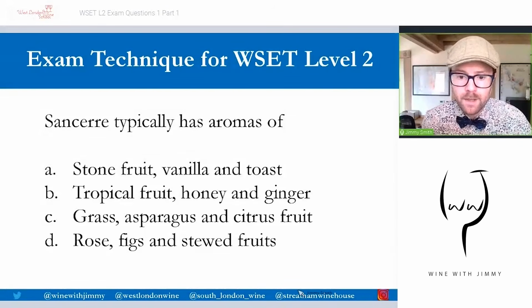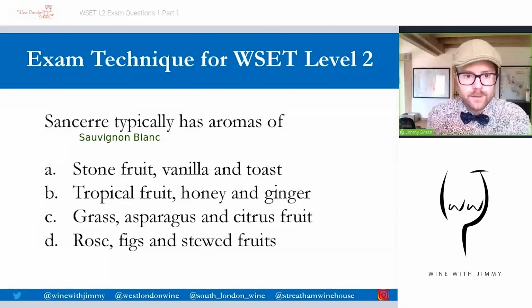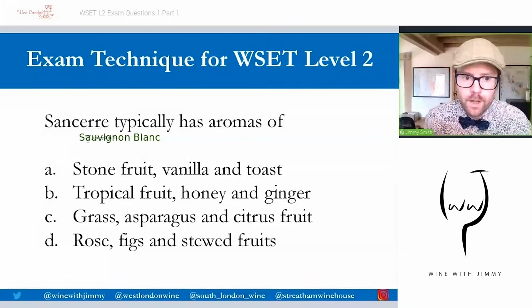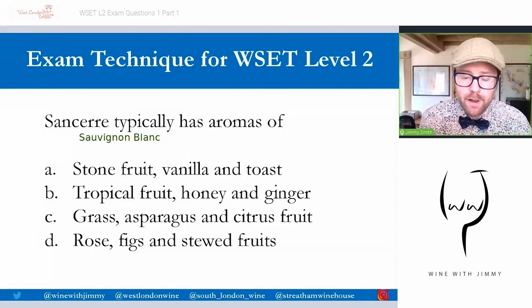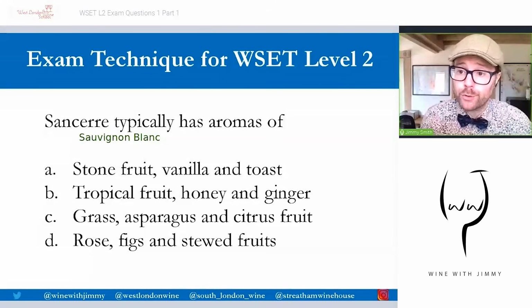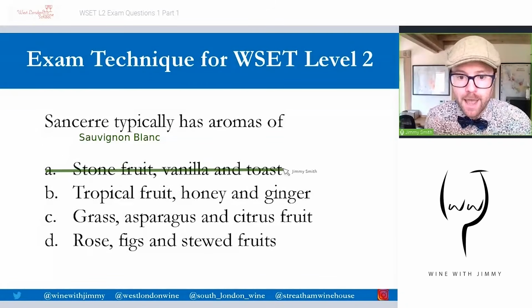The key thing here, which I'll scribble down for you, is that you must know that Sancerre is Sauvignon Blanc. If it is Sauvignon Blanc, then we are looking for typical characteristics of this major grape variety. So let me help you by eliminating certain things to begin with. Looking at the first one, it has aromas of vanilla and toast. These are typically aromas associated with oak, and it is exceptionally rare for Sauvignon Blanc to be oaked. So we can immediately get rid of answer A.